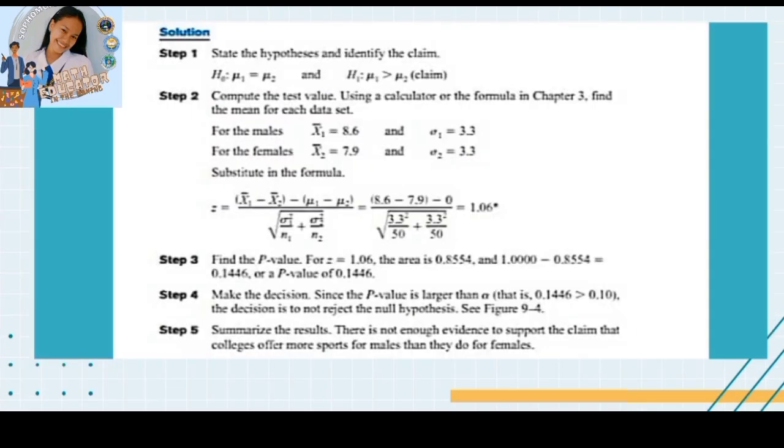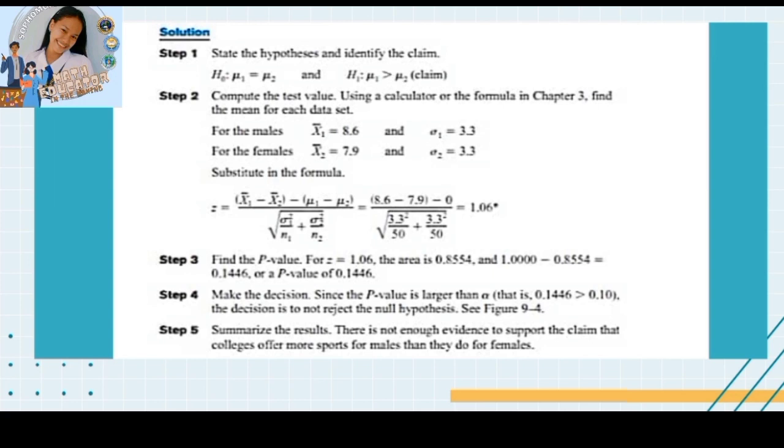Now the first step is to state the hypothesis and identify the claim. Our null hypothesis will be mu sub 1 equals mu sub 2, and our alternative hypothesis will be mu sub 1 is greater than mu sub 2. The next step is to compute the test value, but first, using your calculator and recalling the formula from chapter 3, find the mean for each data set. The sample mean for the males is 8.6 and for the females is 7.9, and remember our population variance is 3.3. Now substitute these values into the formula.